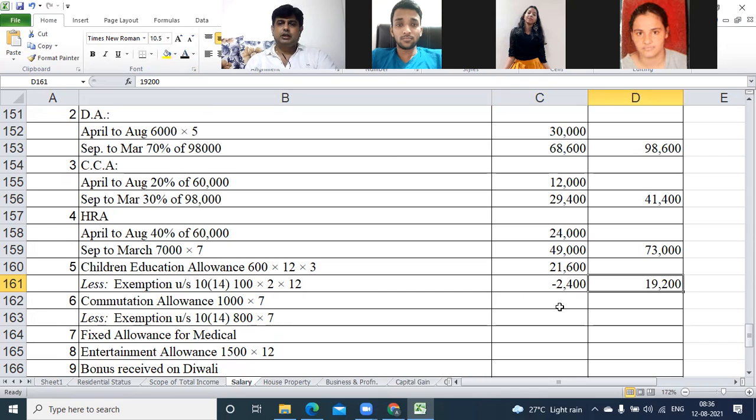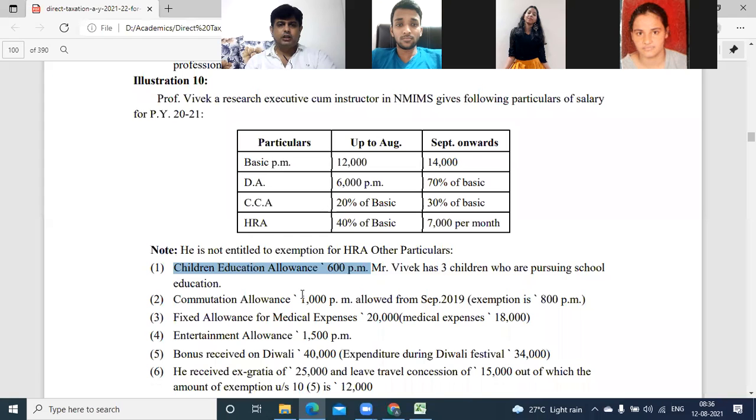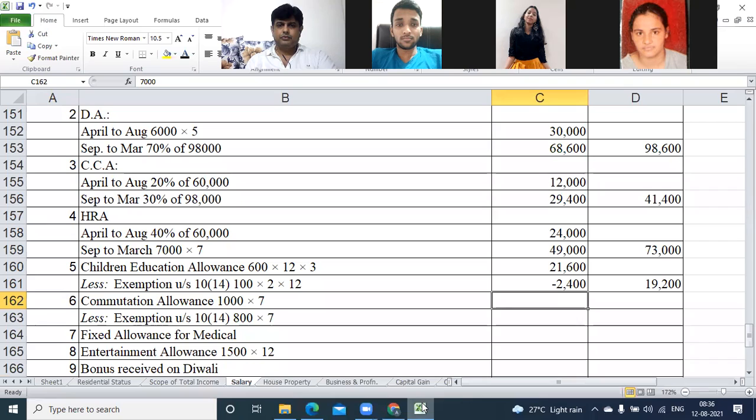Next is commutation allowance. Again, there was an adjustment. That commutation is not for the entire year. He got it from September onwards. So how much commutation will he get? 700 or 7,000? 7,000.